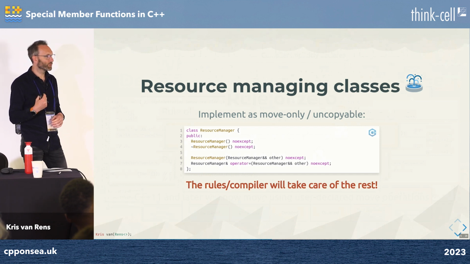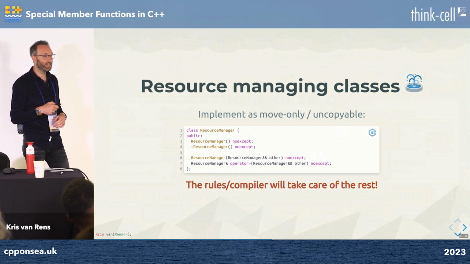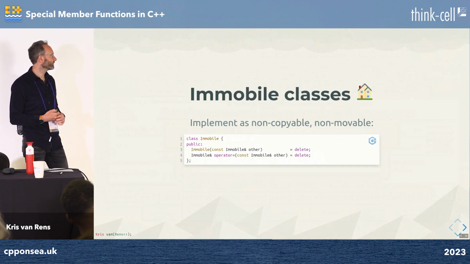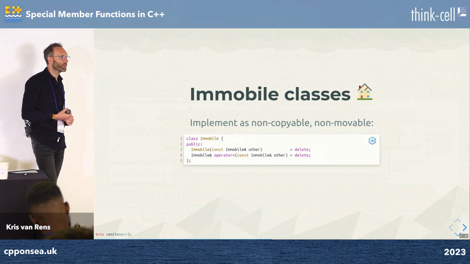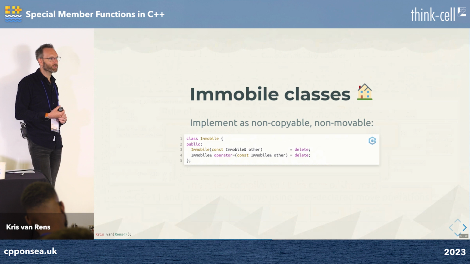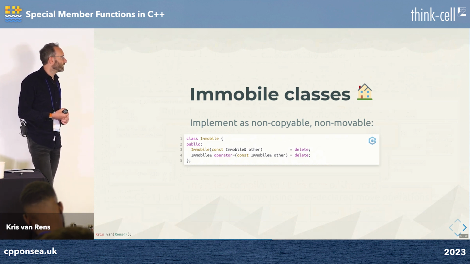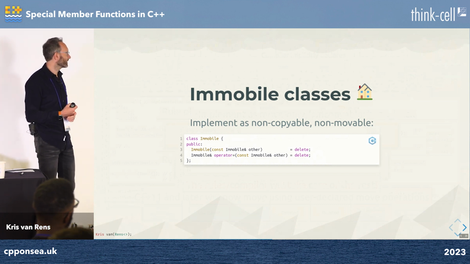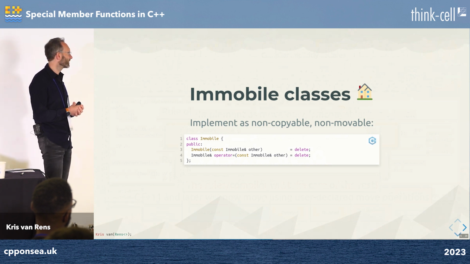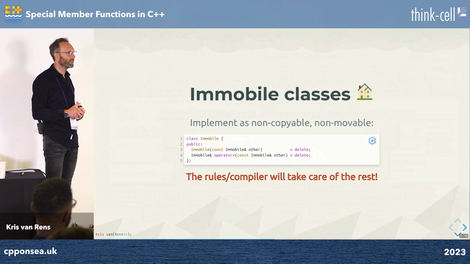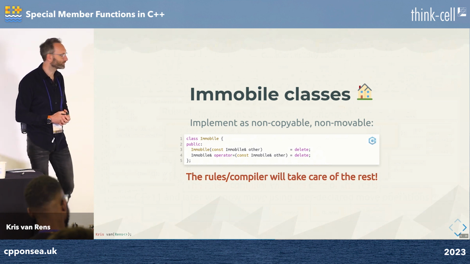And the compiler will take care of the rest, right? By the rules, it will delete the copy operations, so we don't have to do that explicitly. And then for the immobile classes, we just delete the copy operations, and then we don't get the move operations, obviously, right? That's the second rule. And we're fine. We don't have to deal with this in more detail because the class is immobile, so we prevent any ill use later on. And again, here we basically lean on the compiler to do the rest for us.